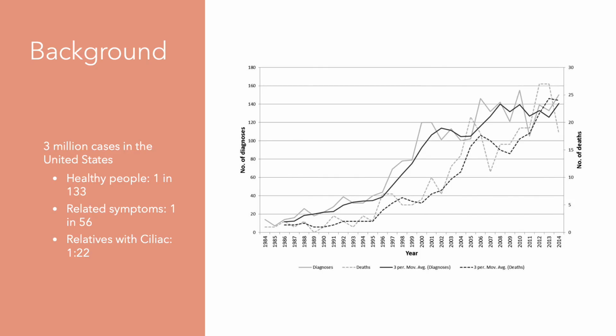Celiac disease is becoming more common in today's society. There are currently 3 million cases nationwide. Specifically, 1 in 133 healthy people will be diagnosed. 1 in 56 people who have related symptoms, such as anemia and osteoporosis, will be diagnosed. 1 in 22 people will be diagnosed with celiac disease who have primary relatives who suffer from the disease, such as parents or siblings. The morbidity rates are low compared to the number of people diagnosed with it. In addition, celiac disease is an autoimmune disease causing related diseases, as mentioned before, to attack the body, causing death. Most of the deaths are not primarily caused by celiac disease.